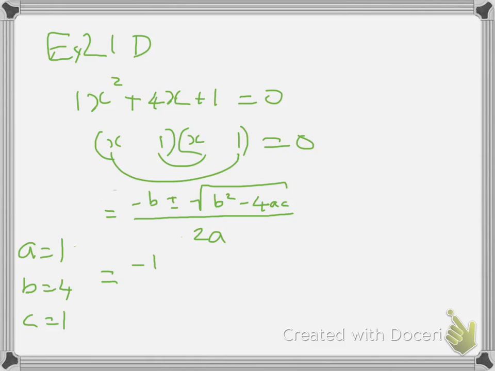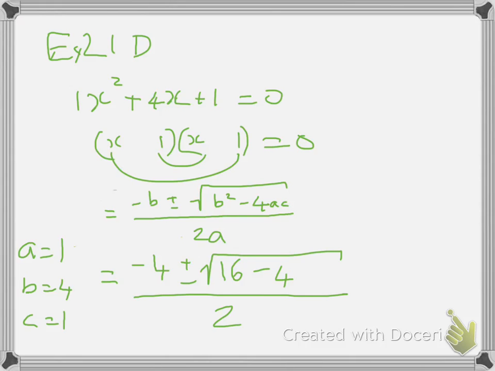Okay, so I've got minus 4, because I'm just copying the formula now, plus or minus the square root of b, which is 4 squared, and I'll make it 16, because I know 4 squared is 16, minus 4a, which is 1, and c, which is 1, so just minus 4. All divided by 2.